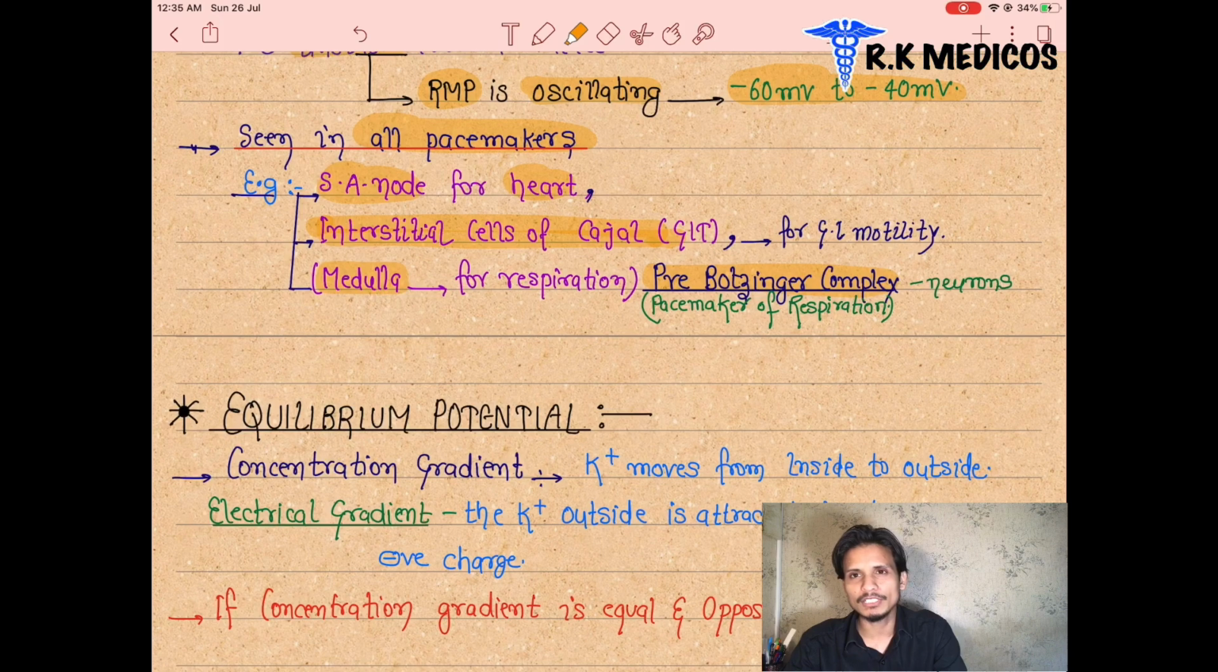So this is the restless membrane potential. This is an updated concept and you have to know about it. What are the pacemakers in our body? The SA node, interstitial cells of Cajal, and the pre-Botzinger complex neurons. We have to memorize all this.